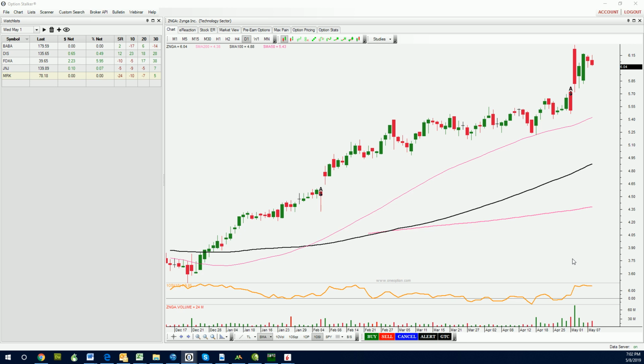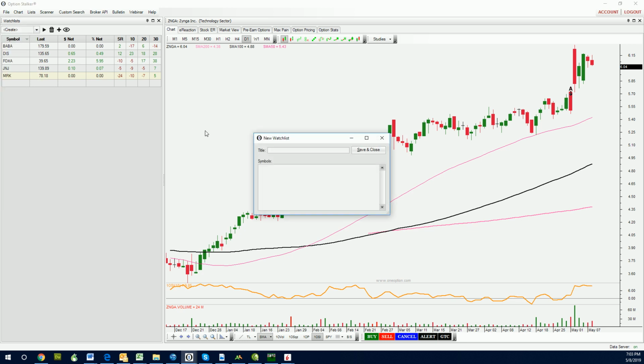So I'm going to put Zynga down as one of the longs, just because you should be able to trade some stock from time to time. It's only a $6 stock. It's like owning an option that never expires. So let me go in, and I'm going to create a new list. And we're going to label this May 8th. And then I'm going to start adding some stocks to it.